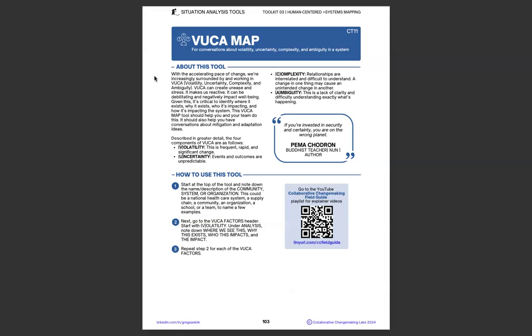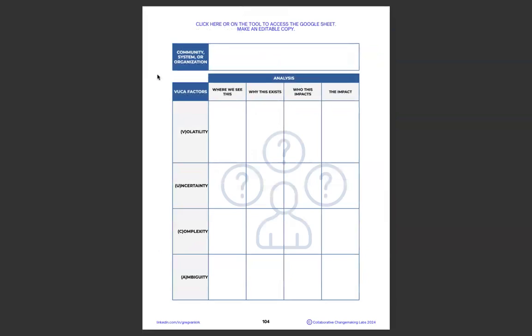Described in greater detail, the four components of VUCA are as follows. Volatility. This is frequent, rapid, and significant change. Things going up and down all of the time, right? Uncertainty. Events and outcomes are unpredictable. Complexity. Relationships are interrelated and difficult to understand. A change in one thing may cause an unintended change in another. As you can see, we're living in all of these, right? Ambiguity. This is a lack of clarity and difficulty understanding exactly what's happening, right? So very ambiguous situation.